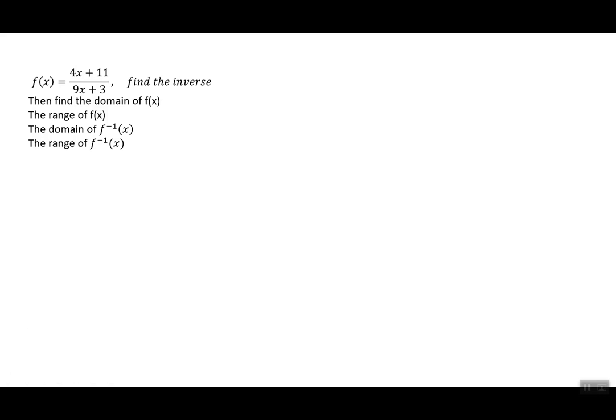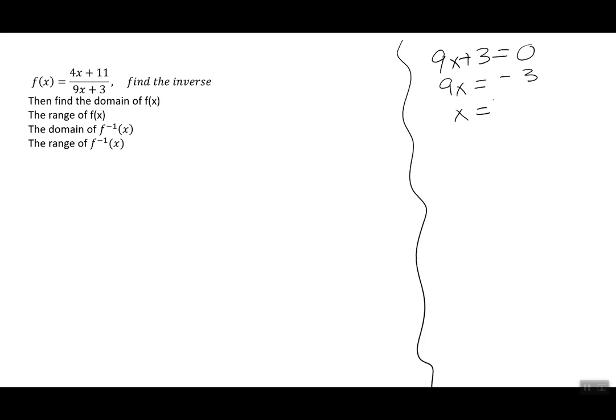We could start by talking a little bit about the domain of f. When I look at 9x plus 3 in the denominator, if I set it equal to 0, 9x is negative 3, x is negative 3 over 9, which is negative 1/3. So to start with f, I have a domain that x will not be negative 1 over 3.